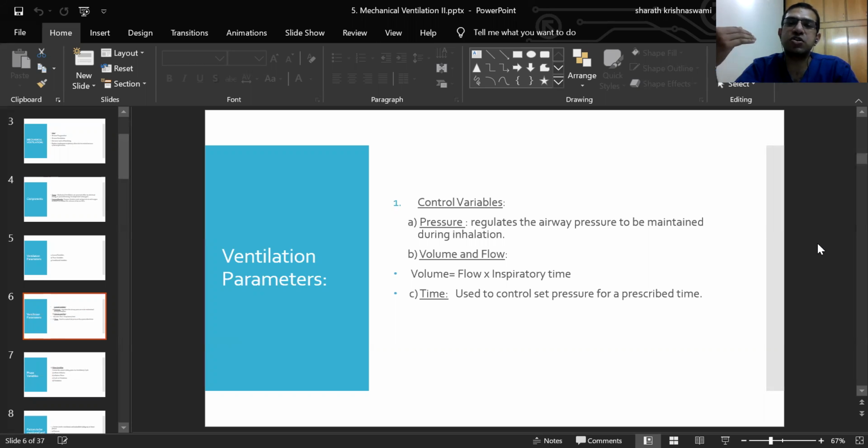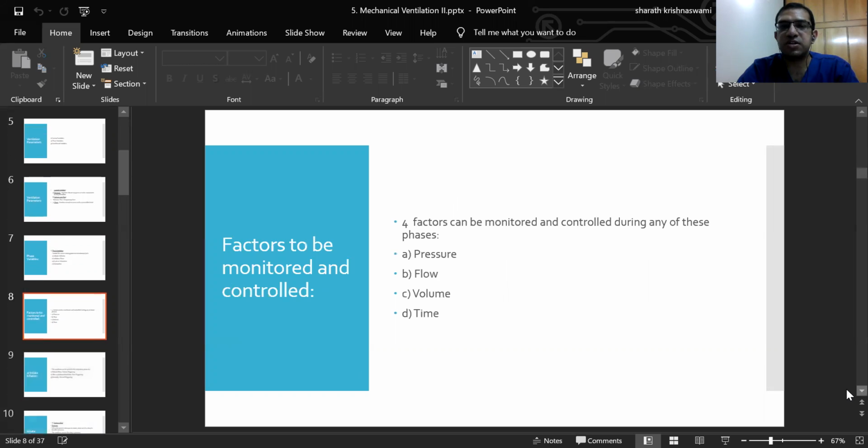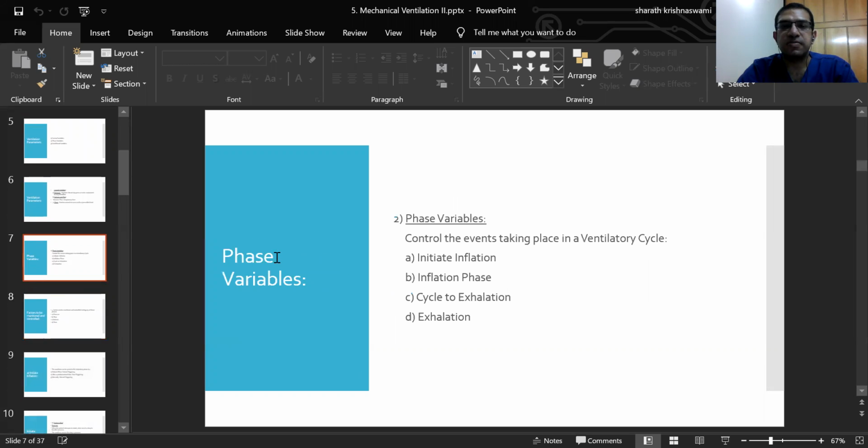So a certain amount of volume is delivered to the patient depending on the time for which the patient inspires and the amount of flow of gases to the patient. Time is used to control the set pressure for a particular moment of time. Phase variables are used to control the events that take place in a ventilatory cycle. They are to initiate the inflation of lungs, the inflation phase, the cycle to exhalation, and the exhalation.